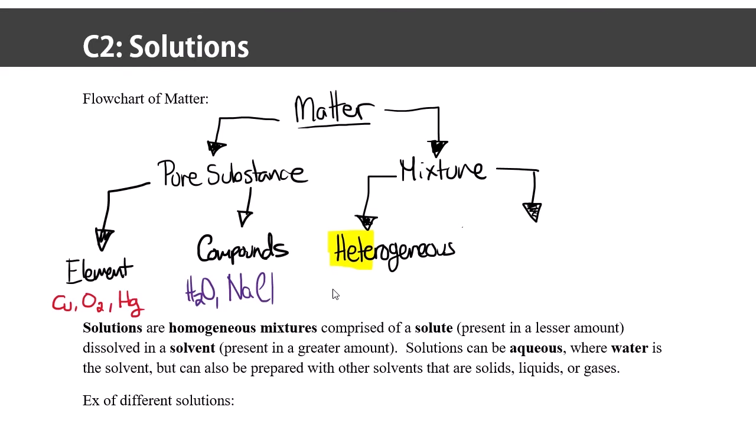So examples of heterogeneous mixtures would be things like gravel. It's got different particles of different sizes. I can easily physically separate them from one another. If I had some OJ, orange juice, with pulp, that would count as a heterogeneous mixture as well. If my mixture is not heterogeneous, then it is homogeneous.